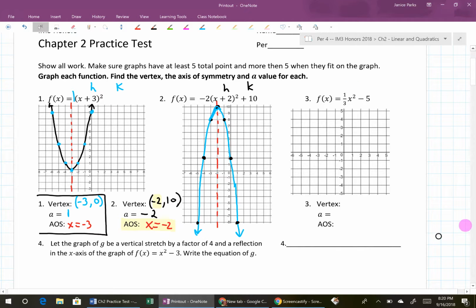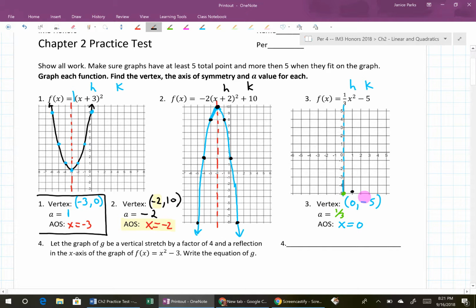For number 3, there is no h. So the vertex is 0, -5. Well, there is an h, it's 0. So that means your axis of symmetry is x equals 0, which is right here. The a value is 1/3. So 0, -5 is here. So now you're going to be going 1/3 as high as you normally do. So normally you go 1, so it's 1/3 of 1.